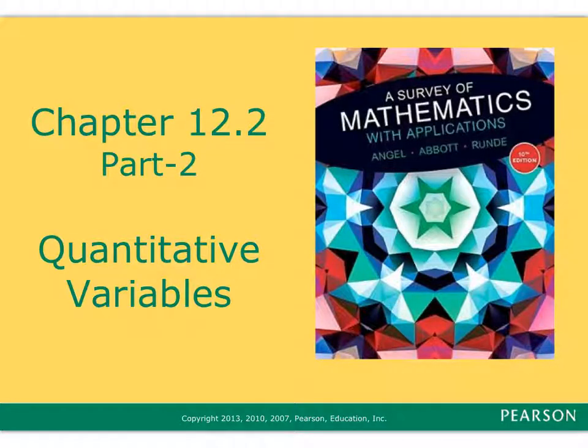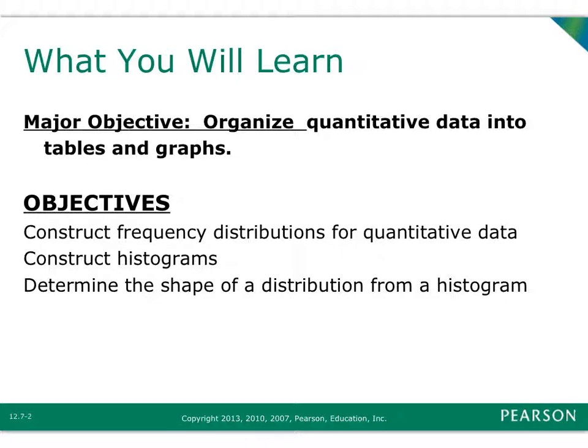In Chapter 12.2, we're still discussing how to organize data sets into tables and graphs. In Part 2, we're going to be talking about quantitative variables. Our major objective in this section is to organize quantitative data into tables and graphs. Our objectives are to construct frequency distributions for quantitative data, construct histograms, and determine the shape of a distribution from a histogram.